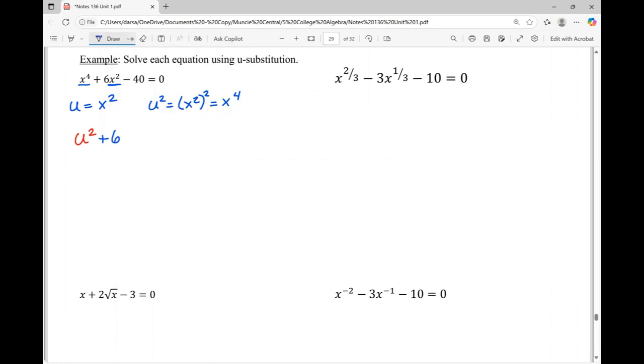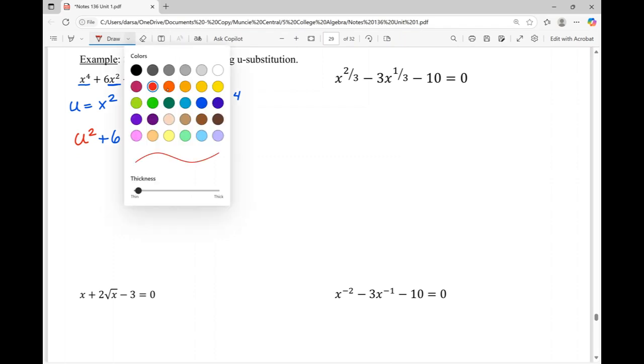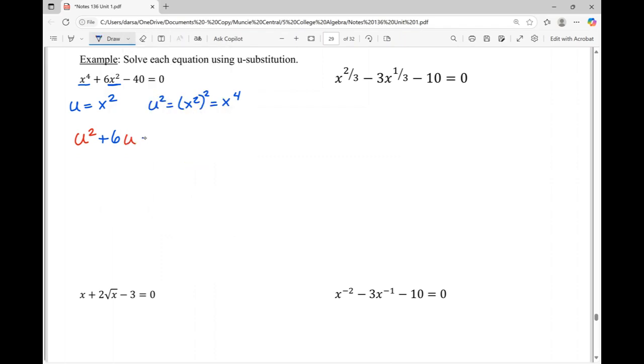plus 6u minus 40 is equal to 0. So by using this u-substitution, what we're seeing is that now this is something that looks just like stuff that we learned already, which is something easy to factor.